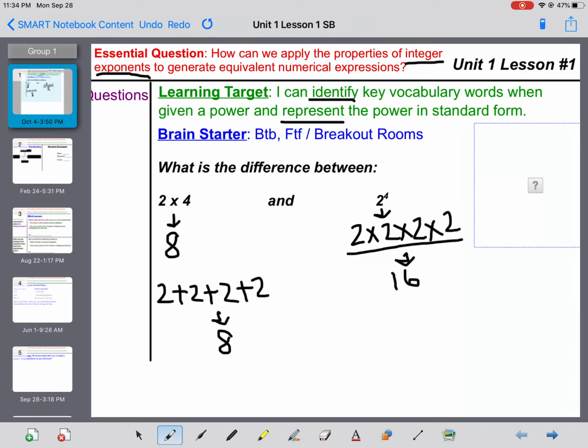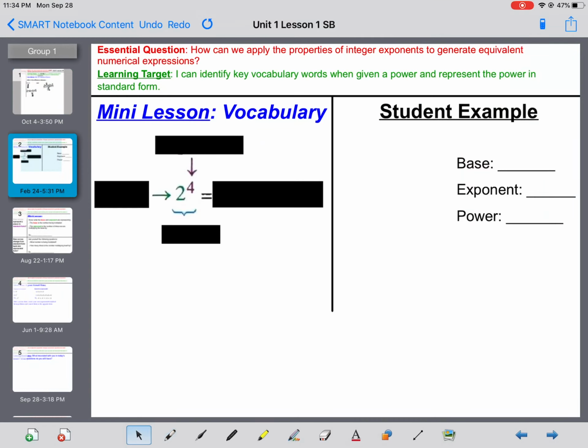This is going to be important to us because we're going to talk about why the exponent is important. Moving along to the mini lesson, we're going to talk about vocabulary, specifically with 2 raised to the 4th power. Let's write mini lesson vocabulary, and copy down 2 raised to the 4th power exactly how it is here. We're going to go over some key vocabulary.